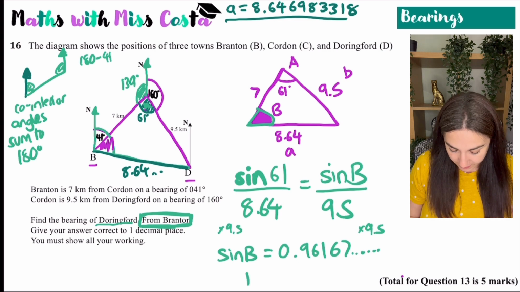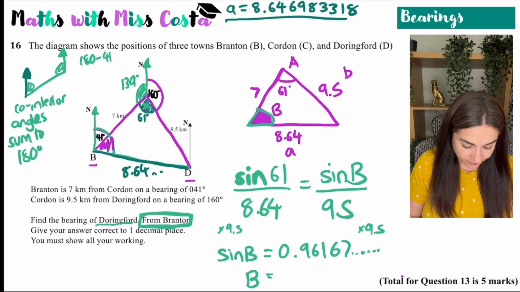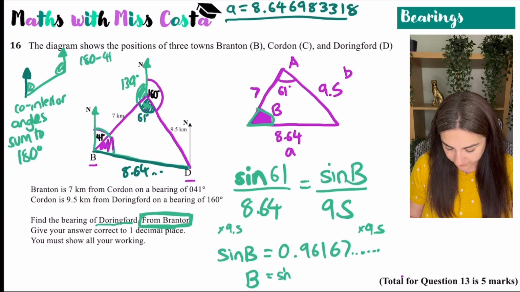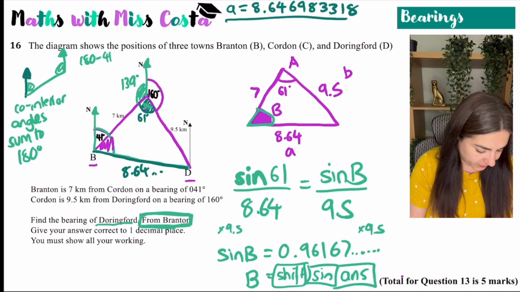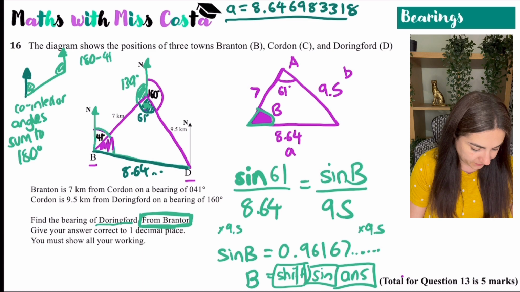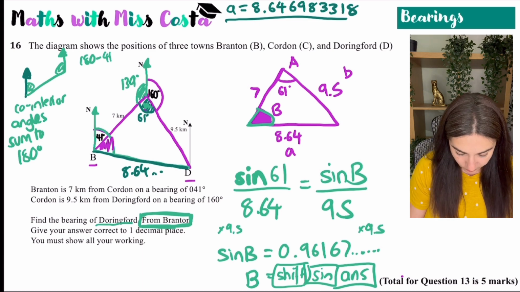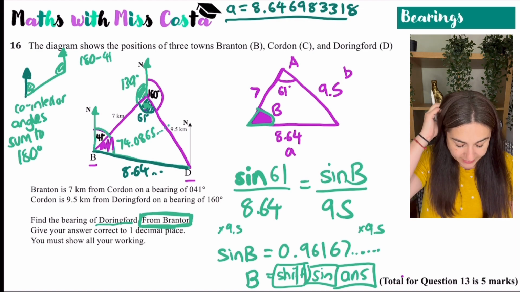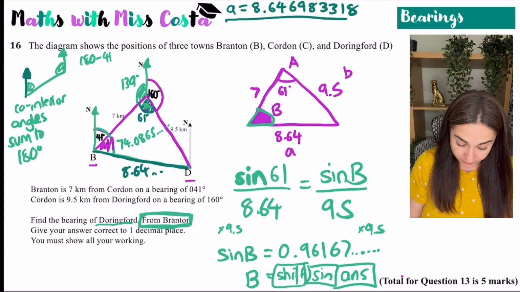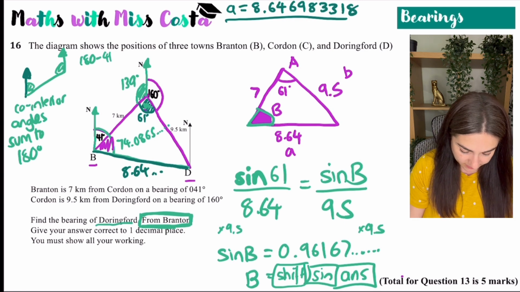So the value of angle B is going to be the inverse. So I press shift, sine, and then answer. So shift, sine, answer, and that tells me that angle B is 74.0865, and so forth, degrees. So I need to work out this bearing of Dorringford from Branton, strange names.